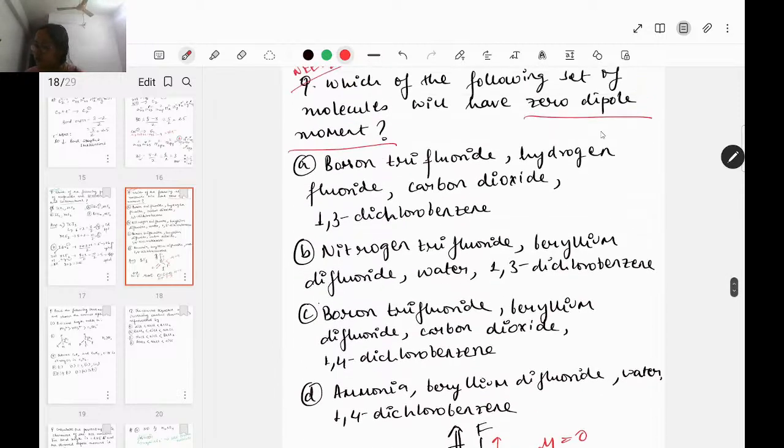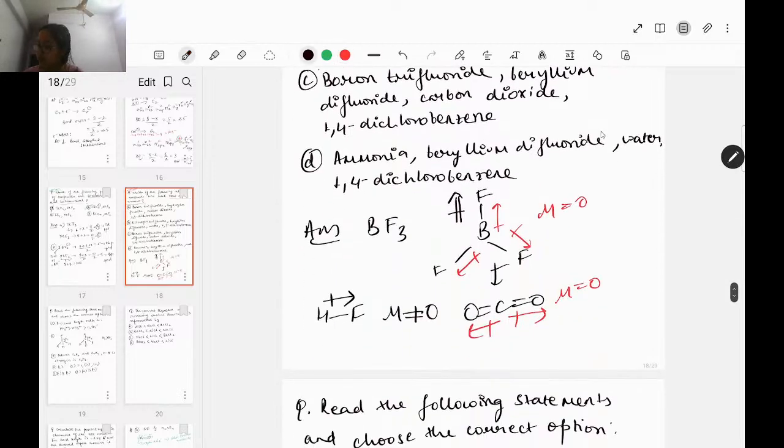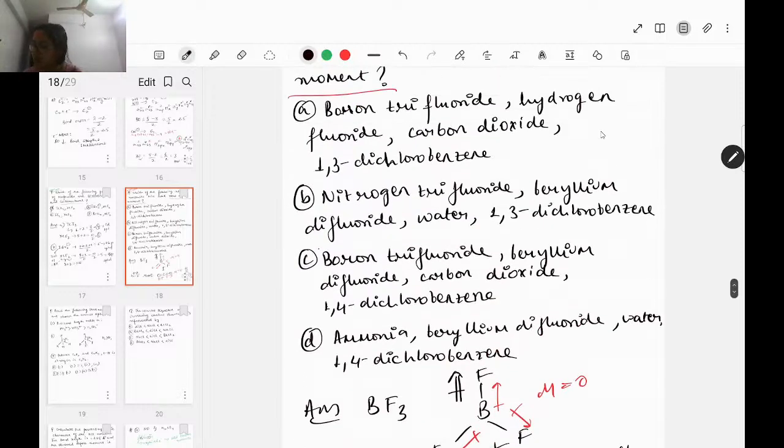And about 1,3-dichlorobenzene, let us look. If this is the first position, this is the third position. So again the mu is not equal to 0. So this is incorrect. So let us look at the others. Nitrogen trifluoride, beryllium difluoride, water, 1,3-dichlorobenzene. Any option with 1,3-dichlorobenzene, just cross it out. This is also 1,3-dichlorobenzene, so we will cross it out.